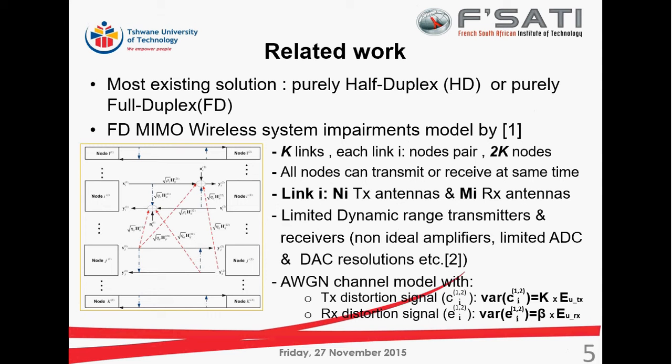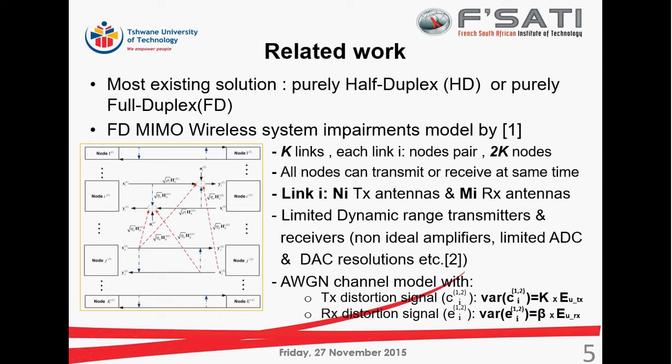When we look at the figure on the left-hand side, it clearly depicts the scenario in the channel and models the different channel impairments. We consider K links, as we can see from link 1 to link K. Since each link consists of 2 nodes, we have 2K nodes. We assume that there are Ni transmit antennas and Mi receive antennas.